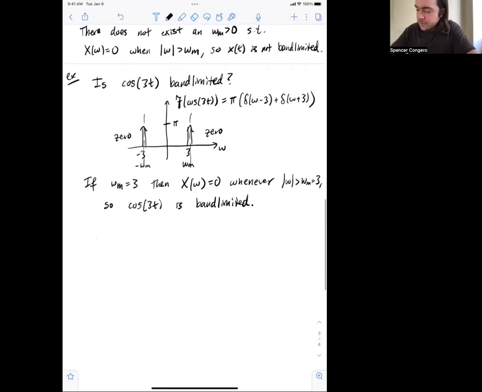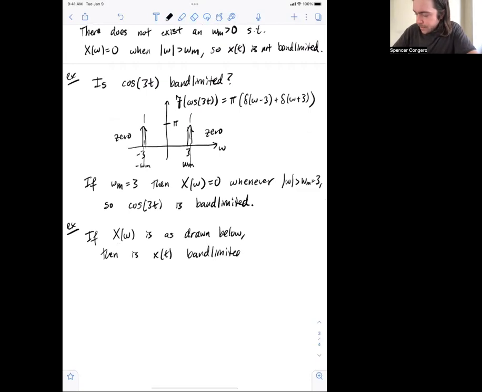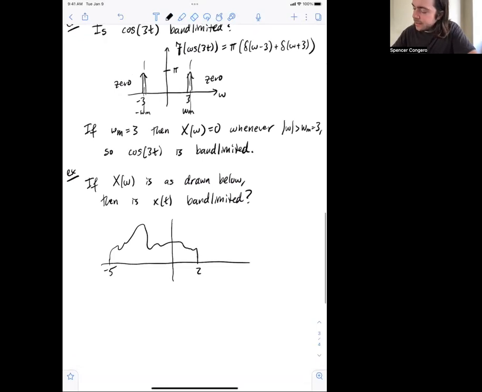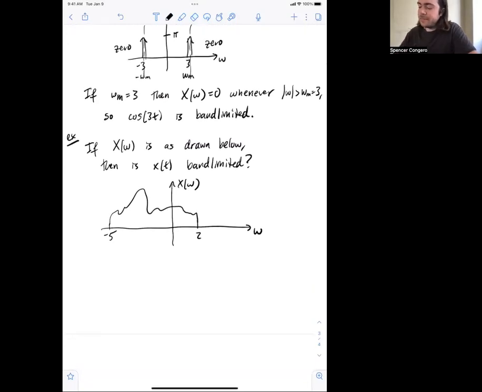All right, now let's do one more. Here's the last one. If x of omega is as drawn below, then is x of t band limited? Let me draw it. Let's say it looks like this, from -5 up to 2. I'll just draw some random thing, it doesn't really matter. So let's say that is my x of omega. If that's x of omega, is x of t band limited?